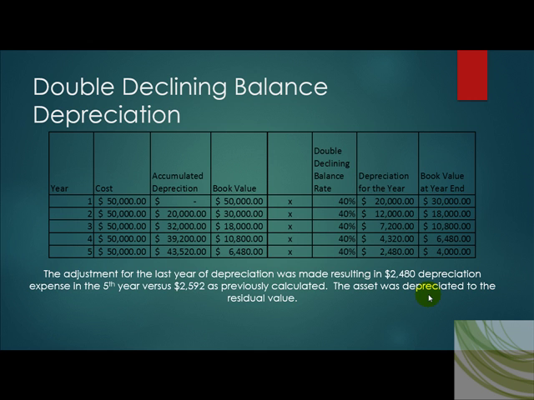So instead of the $2,592 in depreciation, we're actually only going to have $2,480 of depreciation in the fifth year, so that the book value now will be $4,000, and that equals our residual value. Only in the last year of the double declining balance depreciation will you have to possibly do an adjustment.